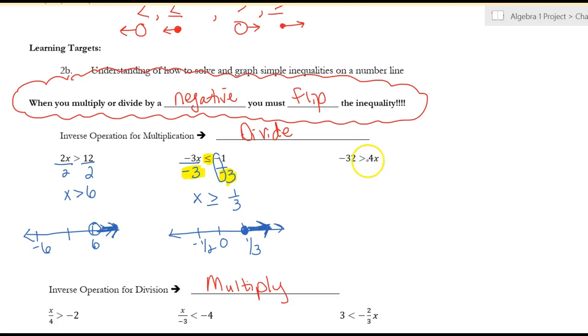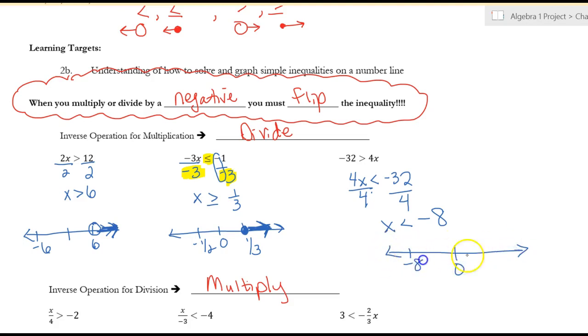Okay, so for this one, I'm going to go ahead and switch sides because a lot of people like it on the left, and it makes it easier when we're graphing when the x is on the left. So it's going to become 4x is less than negative 32. And so now I divide both sides by 4, and I get x is less than negative 8. Now, I do have a negative answer, but if you noticed here, I divided by positives. So that means I don't flip my inequality. You only flip your inequality when you divide or multiply by a negative. So I get negative 8. It's an open circle, and x is less than it, so it goes to the left.